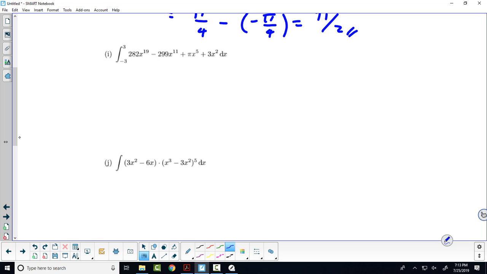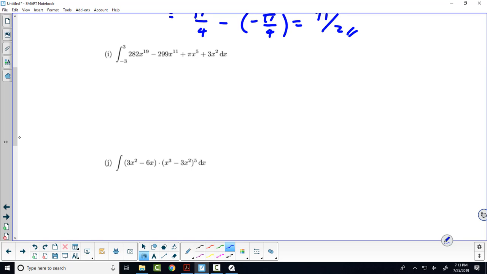Okay, I don't want you to spend too much time on this. That's enough. All right, folks, this is a problem that you could work all the way through. This would be 282 over 20, x to the 20th power, plus minus 299 over 12, x to the 12th power, and then you could evaluate all of those. Could you get through this? Yeah, if you were on a desert island with all the time in the world, you could get through it. What do I recommend doing here?